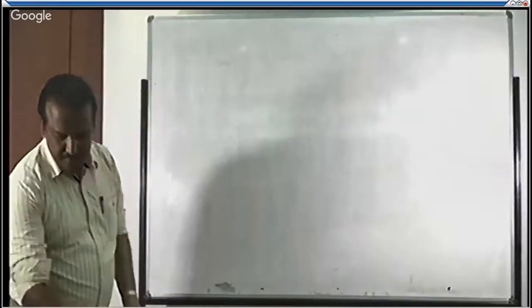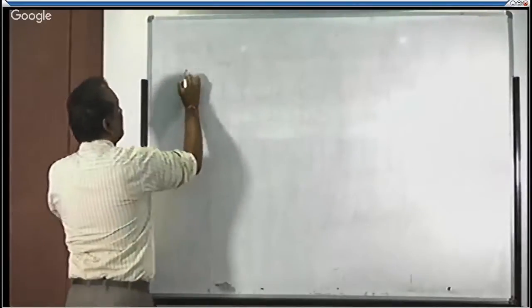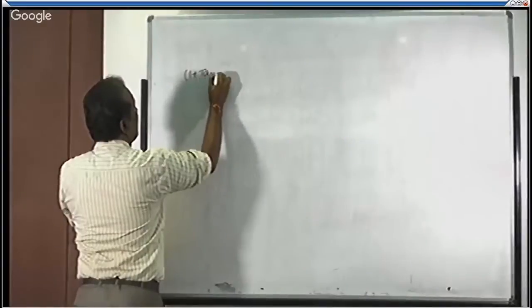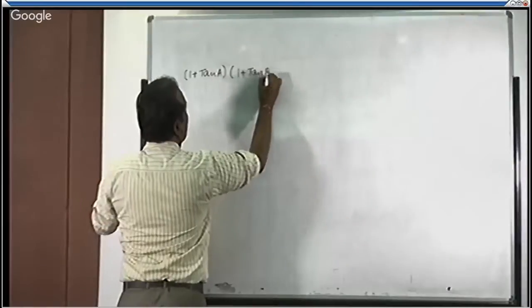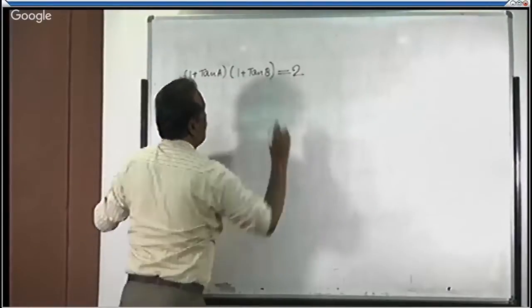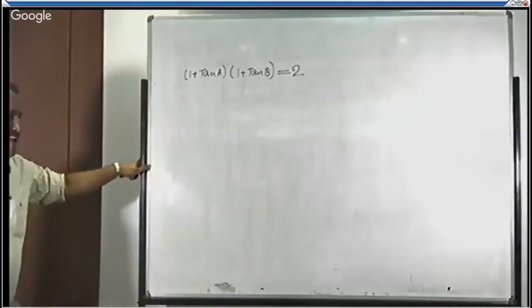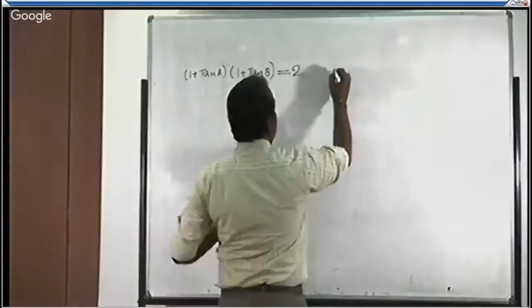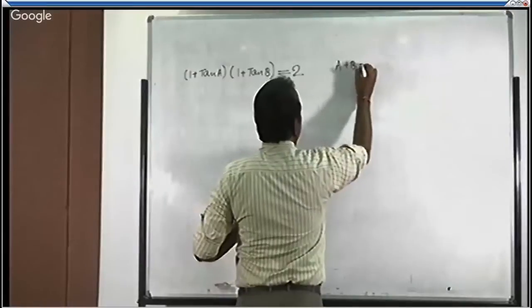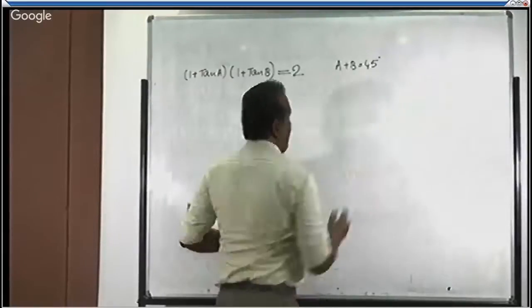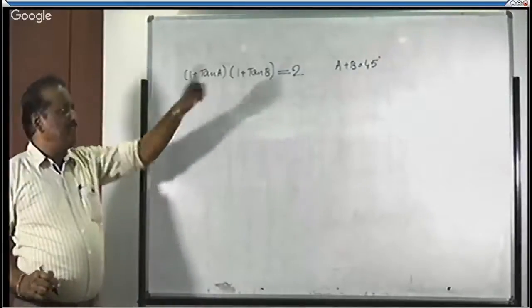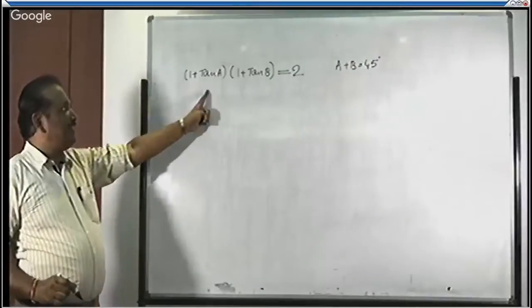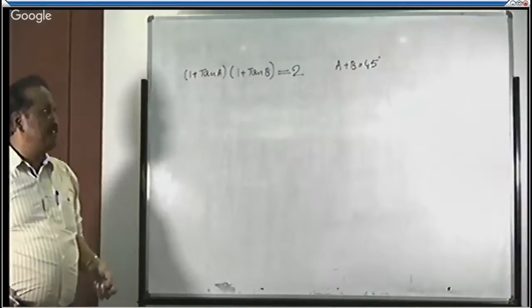Now prove that 1 plus tan A into 1 plus tan B is equal to 2. 1 plus tan A into 1 plus tan B is equal to 2, if the condition is given A plus B is equal to 45 degree. So what he says is, if A plus B is equal to 45 degree, prove that 1 plus tan A into 1 plus tan B is equal to 2.